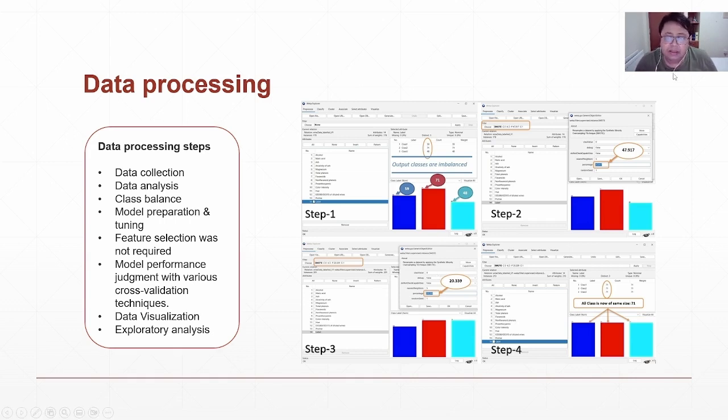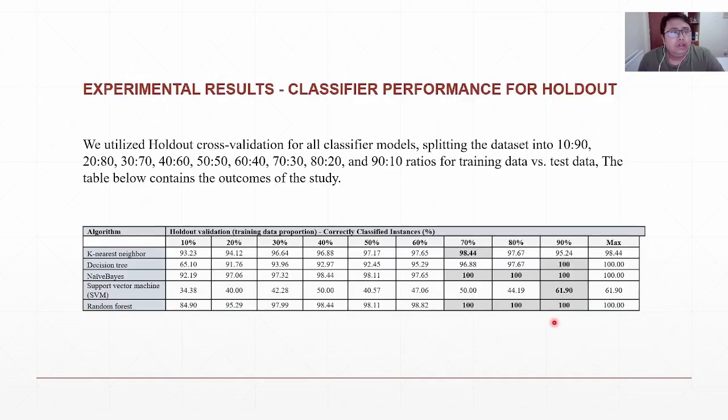So this is the figure. You can see there is a class imbalance. There are three classes, and all three classes have different numbers of observations. So we used the SMOTE function to generate some synthetic data, and later we had 71 observations for all the classes. So our experiment result, or classifier performance, for the holdout technique is like this.